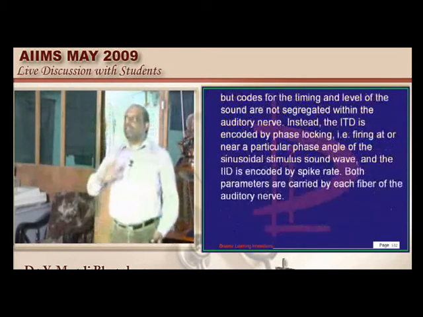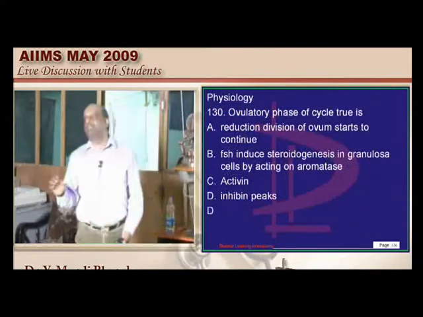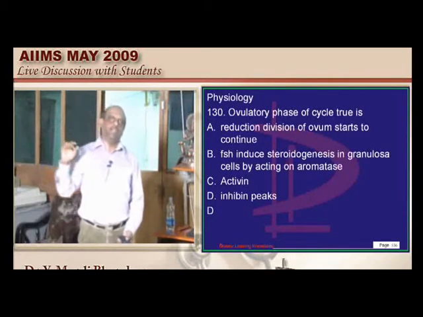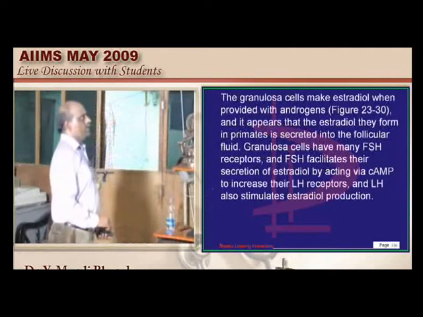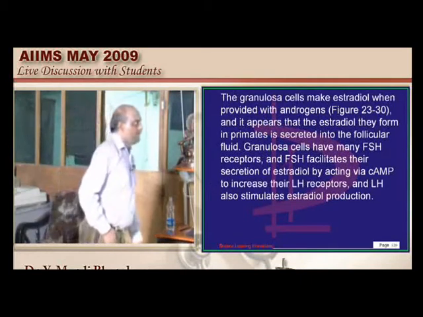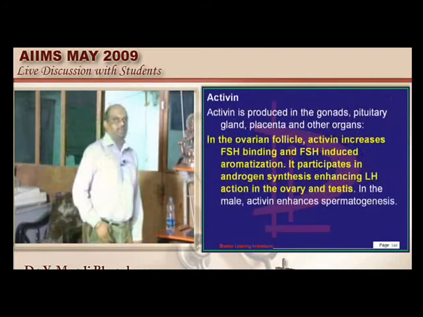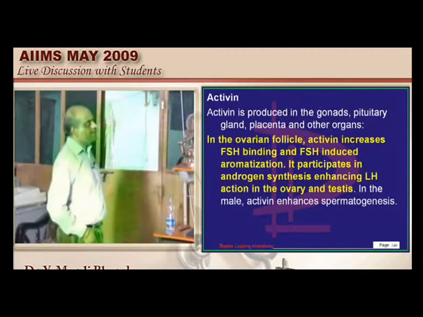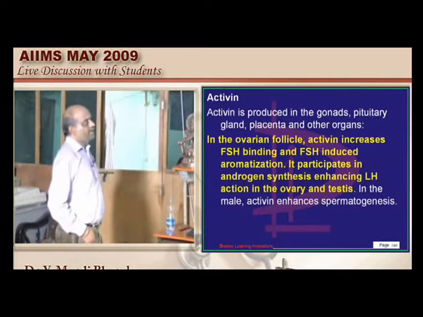Now let us talk about the ovulatory phase: during ovulation, what happens to inhibin and activin? This is one of the common questions. Female reproductive physiology and male spermatogenesis, one question invariably comes in any exam. It is the granulosa cells where aromatization occurs, and in the ovarian follicle there is activin. Activin increases FSH binding and FSH-induced aromatization, and it also participates in androgen synthesis, enhancing LH action on the ovary and testis. That is its main function.